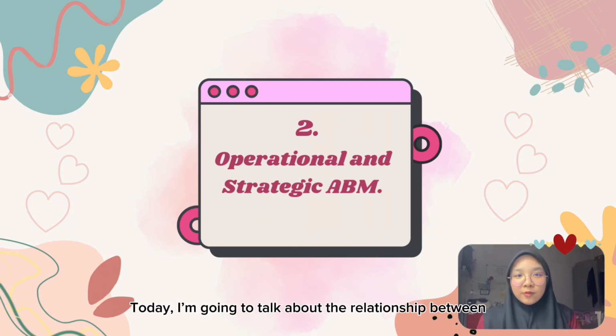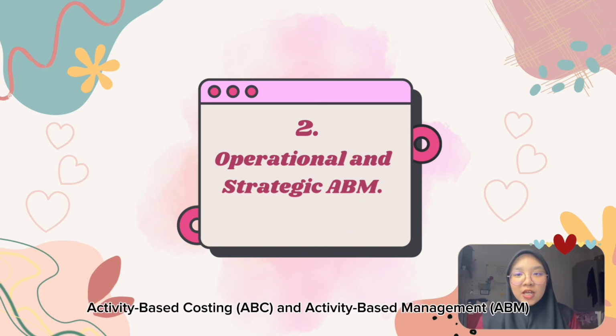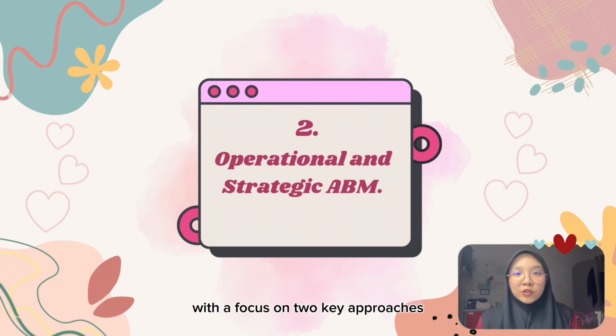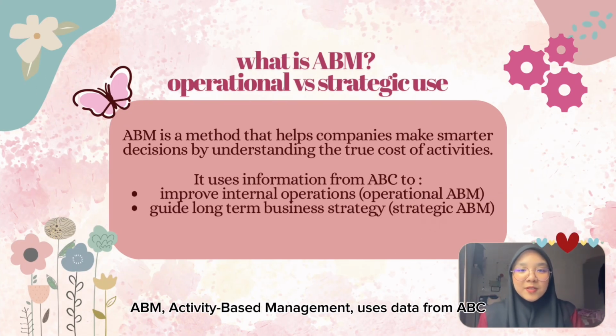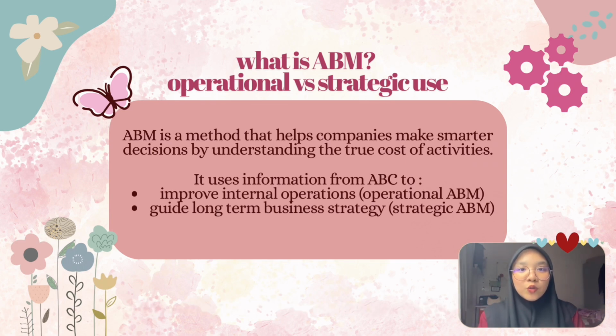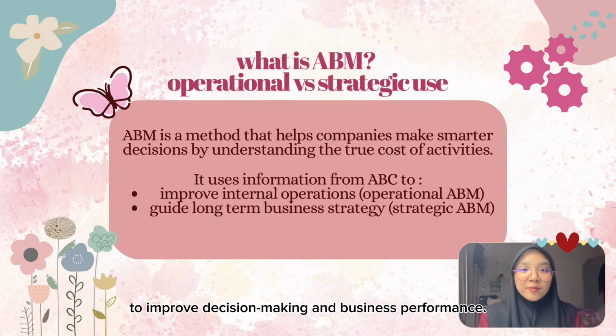Today, I'm going to talk about the relationship between activity-based costing, ABC, and activity-based management, ABM, with a focus on two key approaches within operational ABM and strategic ABM. Let's start. ABM, activity-based management, uses data from ABC, activity-based costing, to improve decision making and business performance. ABM can be divided into two main types, which are operational ABM and strategic ABM.